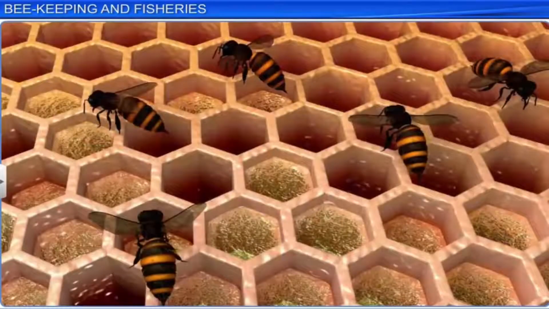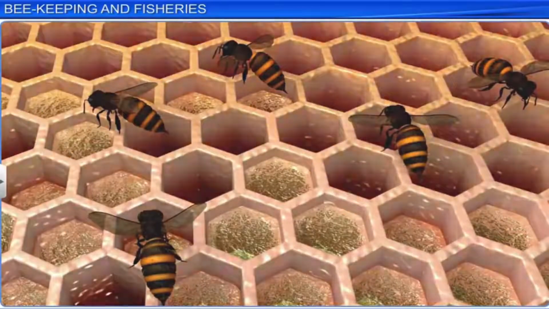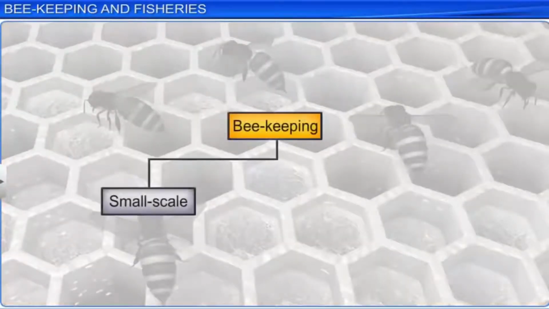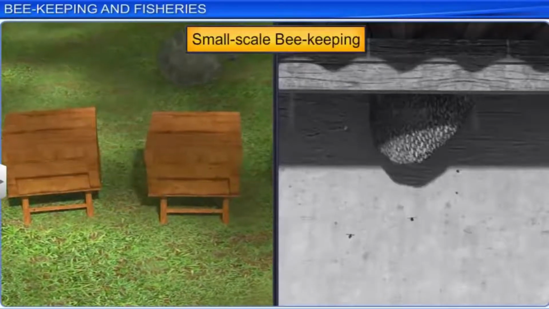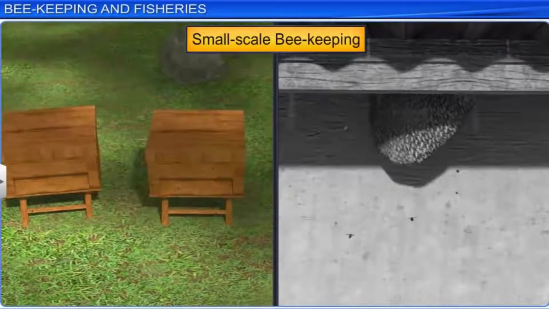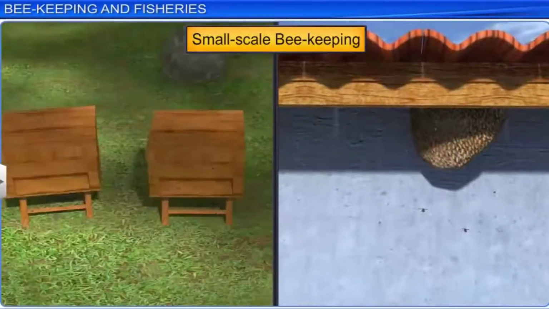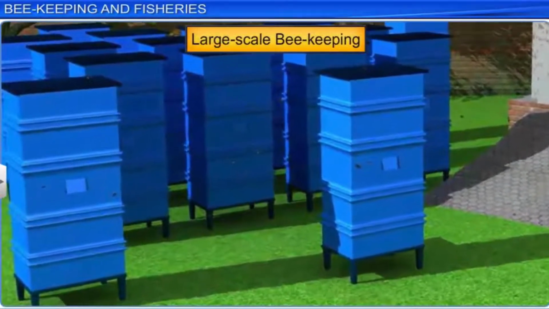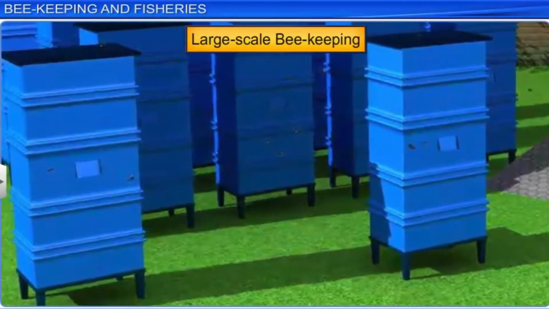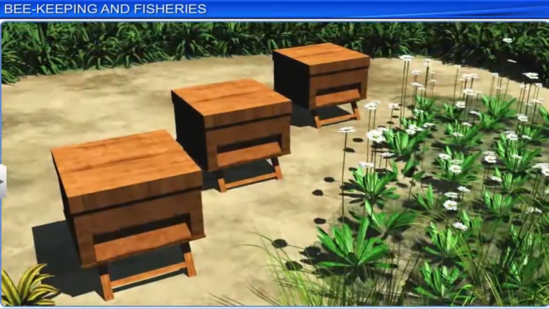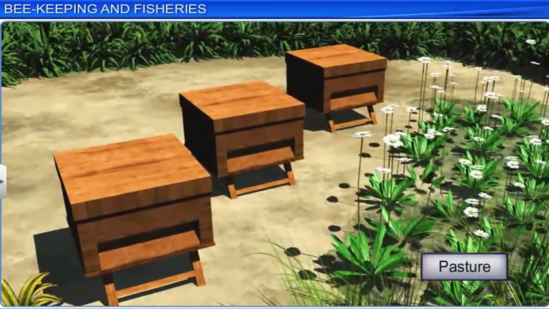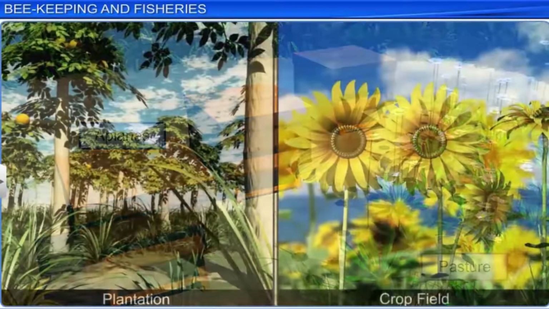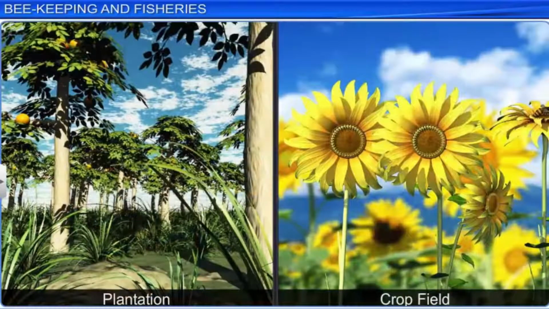Due to the increasing demand for honey, beekeeping is done both on a small and large scale. In small-scale beekeeping, 1 or 2 apiaries are kept in verandas or on rooftops, whereas in large-scale beekeeping, many apiaries are used. As the quality of the honey depends on the pasture available near the apiaries, beekeeping is usually practiced near fruit plantations and cultivated fields.